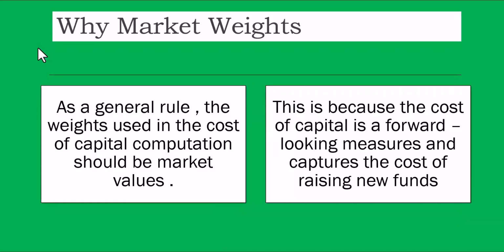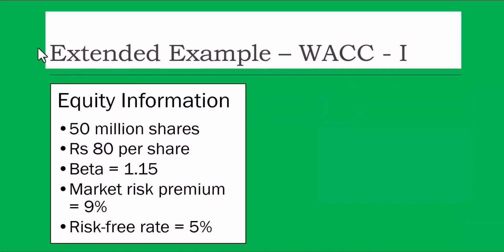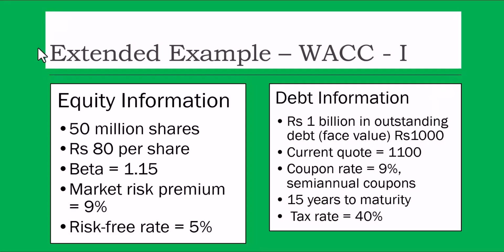Okay, so let's do one example. This example is very good, and similar questions will be there in your exam. So equity information is given to you: 50 million shares, 80 rupees per share is the current value of the share in the market. Beta is 1.15. Market risk premium is 9%. Risk-free rate is 5%. So you can easily calculate.